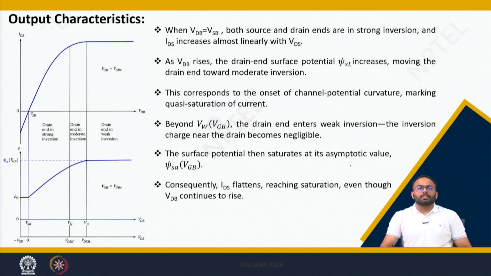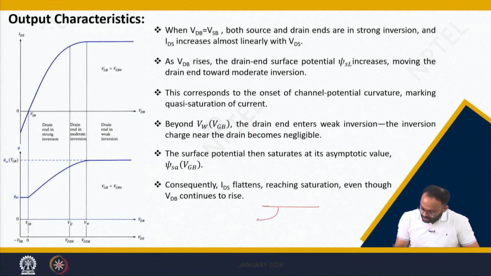Now, let us analyze the output characteristic of a MOS transistor thoroughly. Let us consider that in a schematic we are considering VDB is exactly equal to VSB.